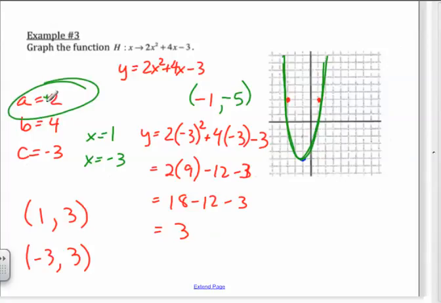Good job, guys. Now you know how to graph parabolas, or quadratic functions. These are some interesting points right here and right here, which we'll talk about. Those are the solutions to the equation, or the roots of the equation. When y is 0, it gives us the solution to that equation. But we'll talk about that later.